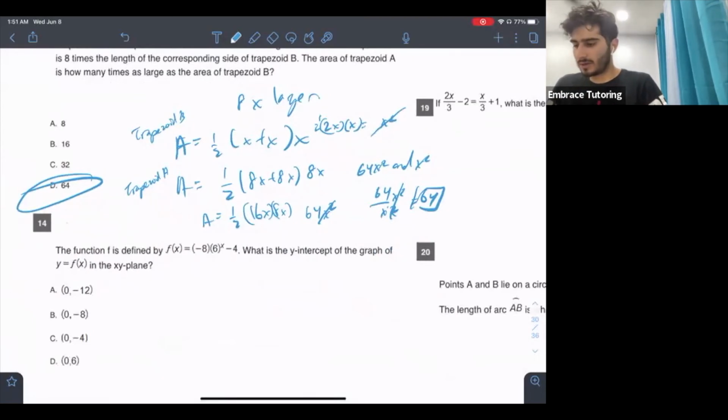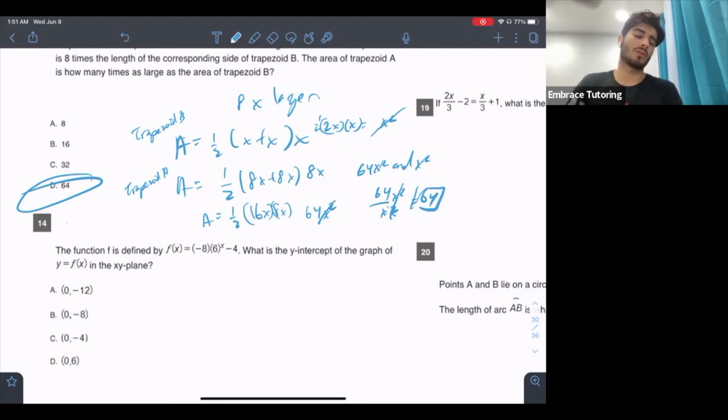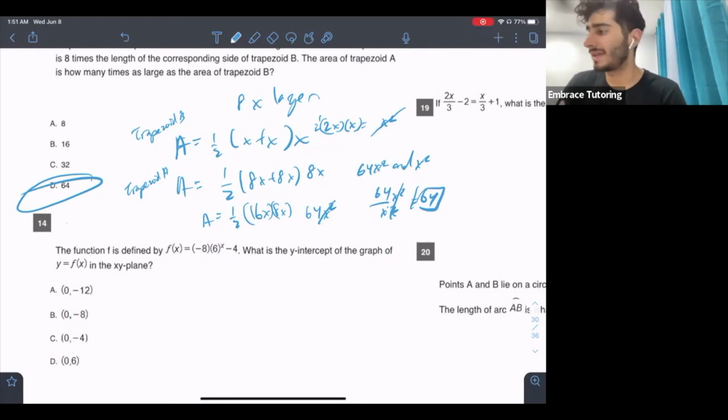Function f is defined by f of x is equal to -8 times 6 raised to the x minus 4. What is the y-intercept of the graph of y is equal to f of x in the xy plane? So this problem isn't challenging. It's more so a confusing type of problem that they added in.